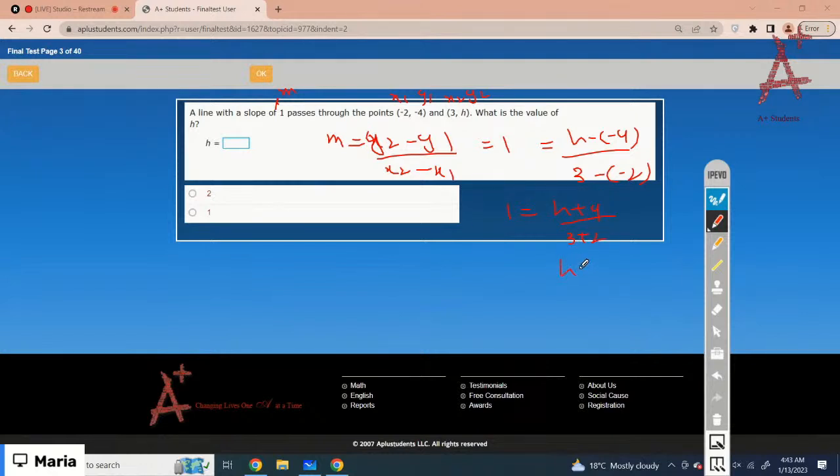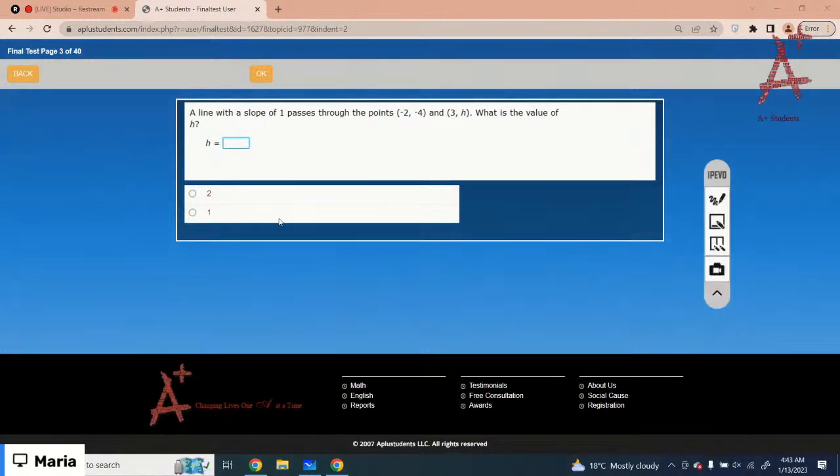Got it? So it would be h plus 4 over 5 equals 1. Just do cross multiplication. It would be h plus 4 equals 5. So h equals 5 minus 4. That would be 1. Got it? So the value of h is 1. Got it? So the correct option is 1. Just select the correct option, then click on the OK button.